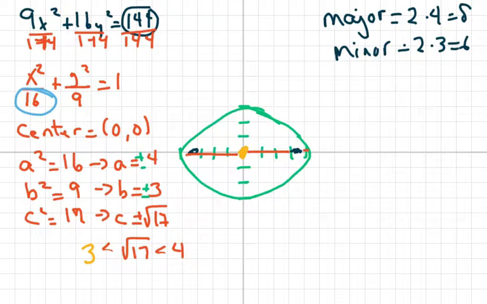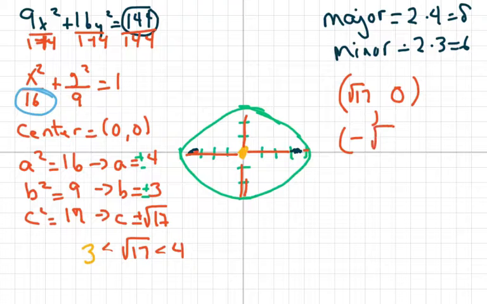And you can see it here. There's 3 here, 3 here. So that's the total length. And I think that's all. Okay. Oh, we have to write the foci. So the foci is on the x-axis, so this is going to be root 17, 0, and negative square root of 17, 0. This is your foci.